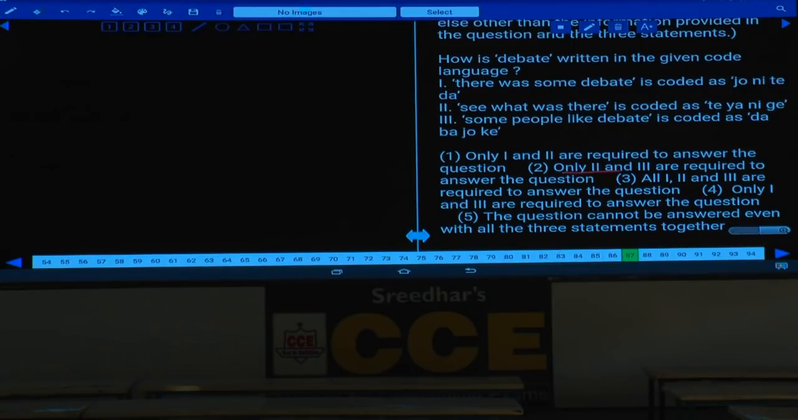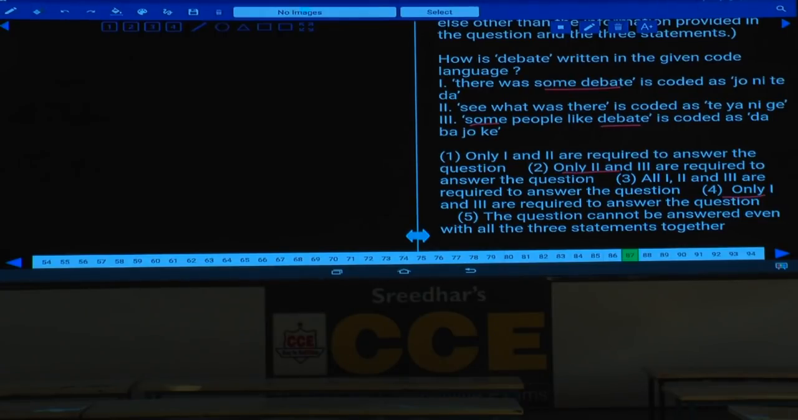And next one, 1 and 3. If you go for 1 and 3, there was some debate and some people like debate. Then, what are the words which are common here? Sum and debate are the 2 words common. Here also 2 codes will be common. We cannot determine the code for this debate, isn't it? Hence, this is also ruled out.